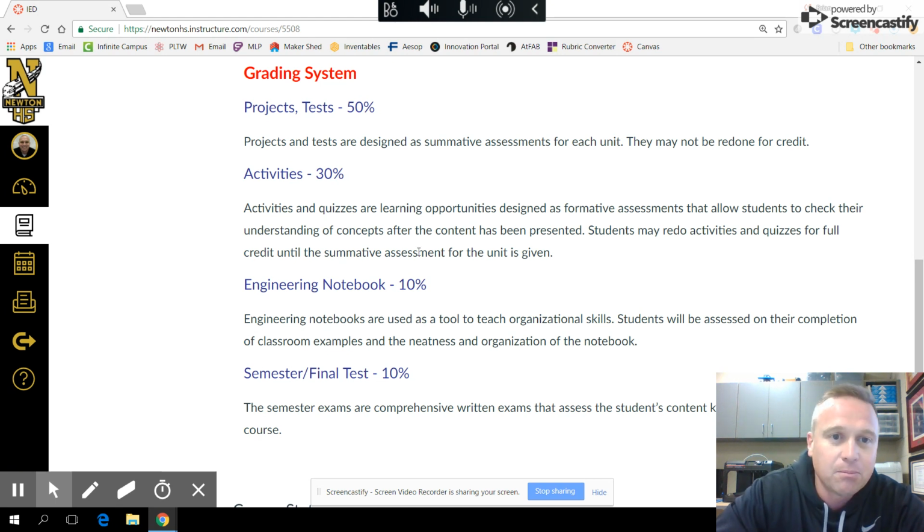The big things you need to remember are activities can always be redone until you're 100%, until the summative assessment for the unit. And projects and tests can never be redone.